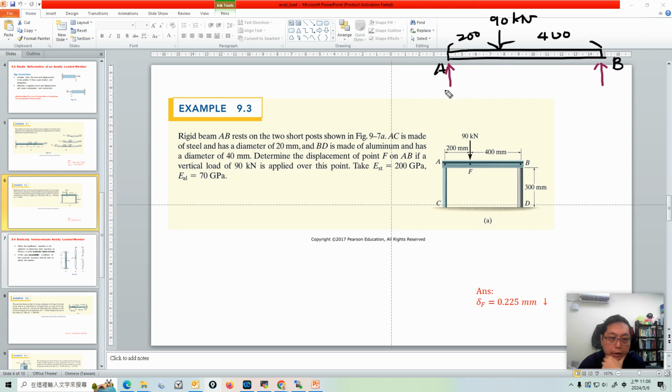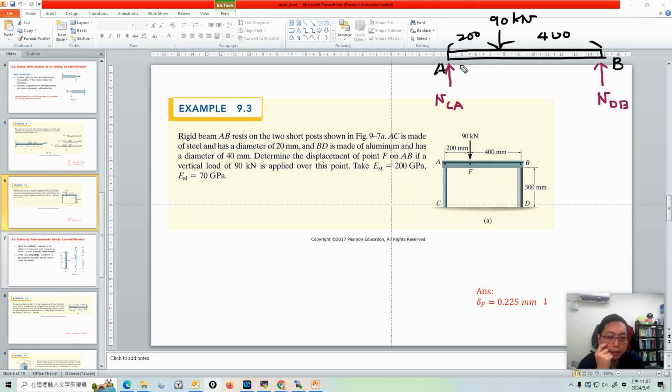So I call this force NAC, or maybe by the direction I call it NCA, C to A. And this is D to B. So there must be these two forces to balance the external force here and make this beam static.